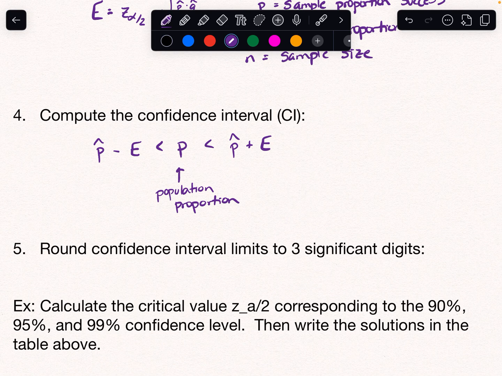Okay, so we're going to calculate the critical value, Z alpha over 2, corresponding to the 90%, 95%, and 99% confidence levels. And those are like the 3 main ones that we use consistently.